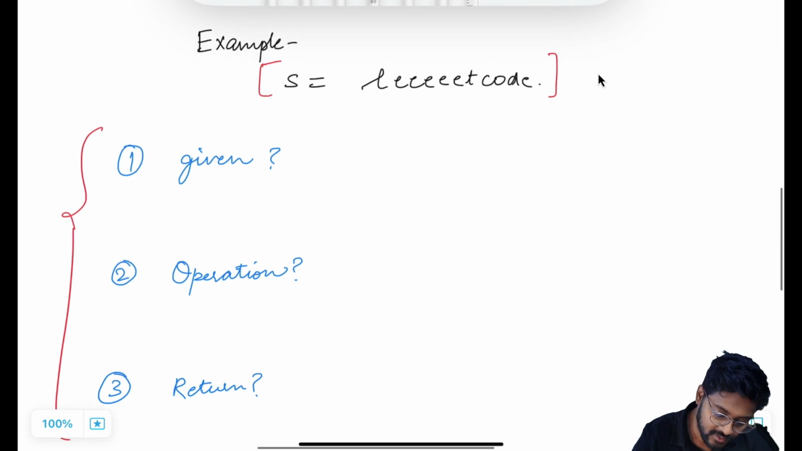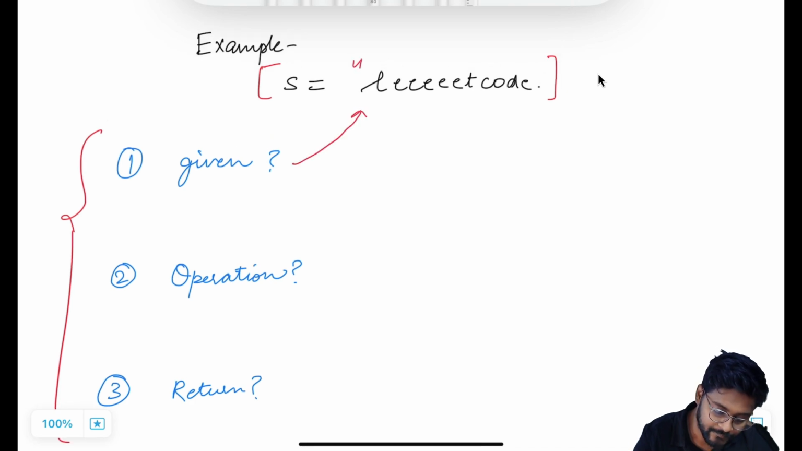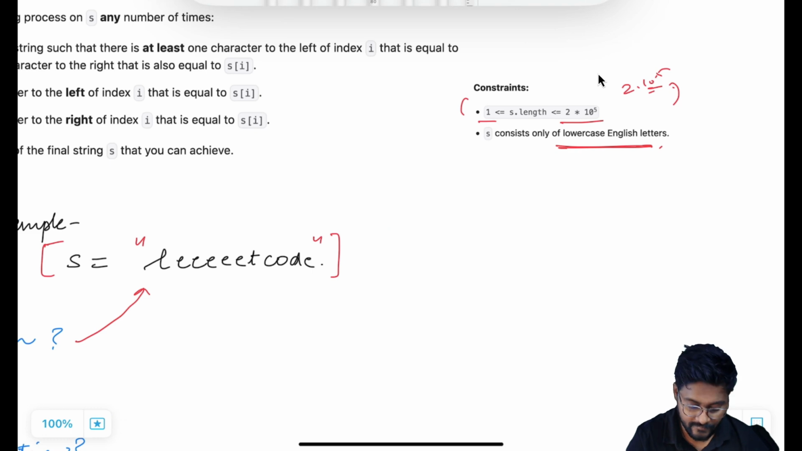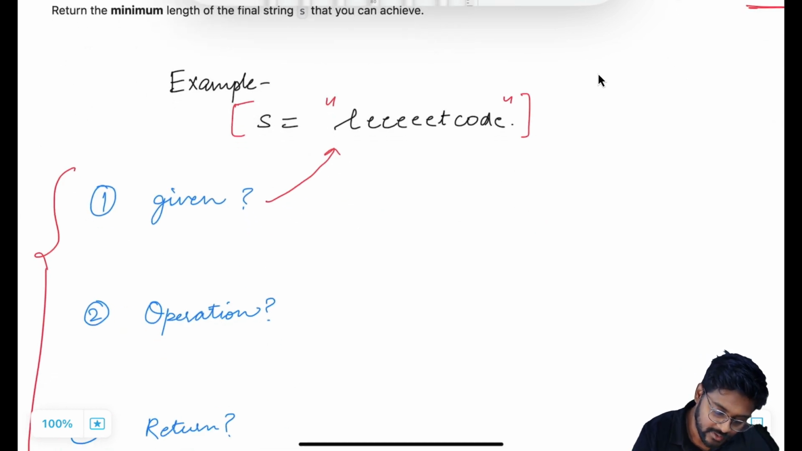So what is given here? Given is a string which can have length from 1 to 2 into 10 power 5, and this string contains only lowercase English letters. So that is given, and what operation do we have to perform?